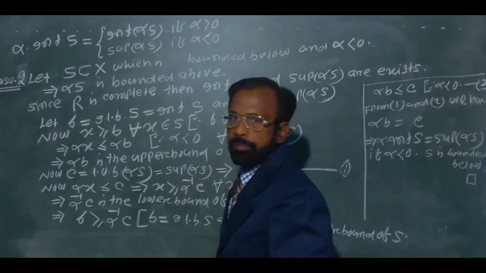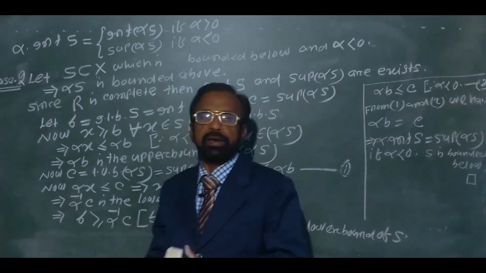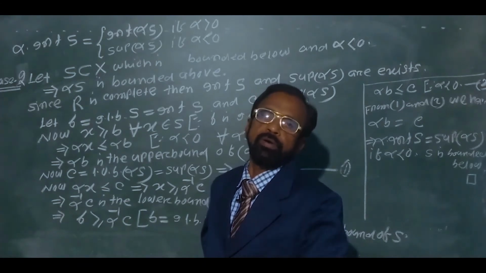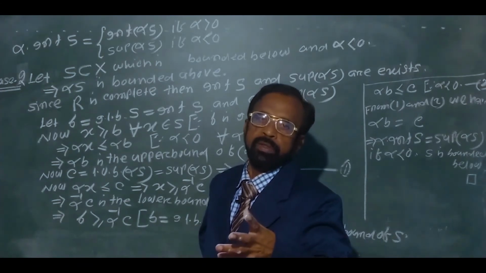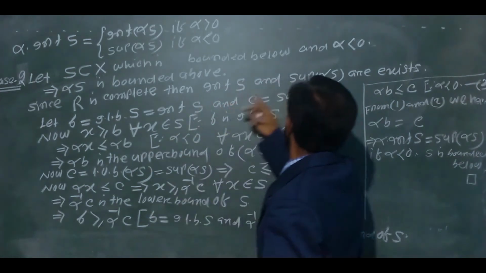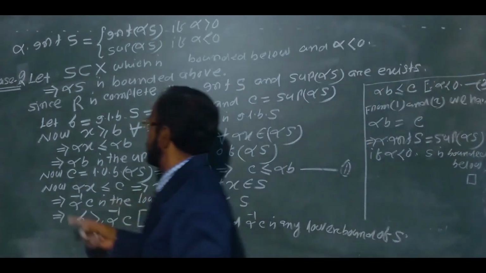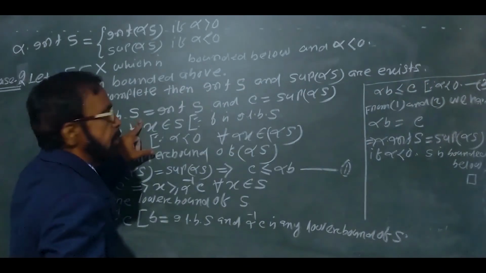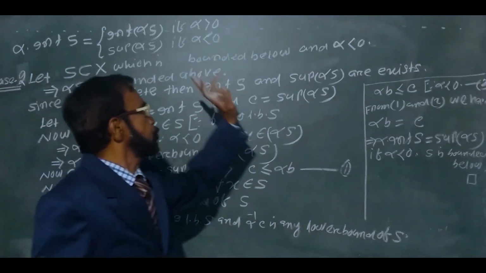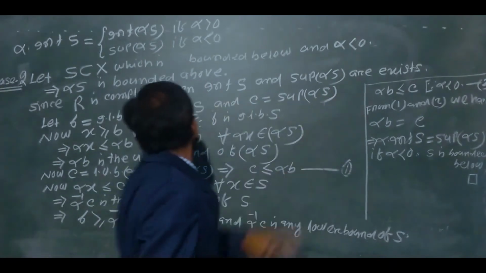Since the set of real numbers is complete, any set which is bounded above must have a least upper bound, and any set which is bounded below must have a greatest lower bound. Since R is complete, infimum of S and supremum of alpha S both exist. Let B be equal to the greatest lower bound of S, that is the infimum of S, and C be equal to the supremum of alpha S, that is the least upper bound of alpha S.